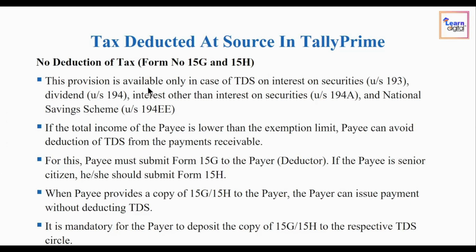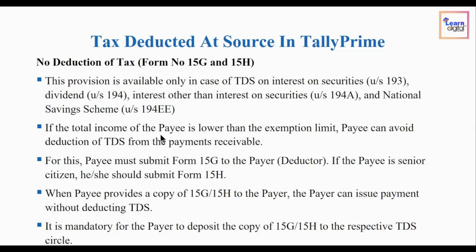This provision is available only in case of TDS on interest on securities, defined under section 193, dividend under section 194, interest other than interest on securities under section 194A, and national savings schemes under section 194EE.